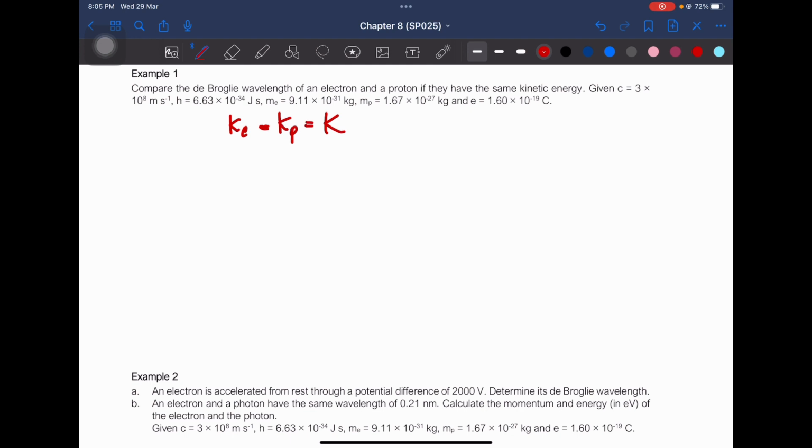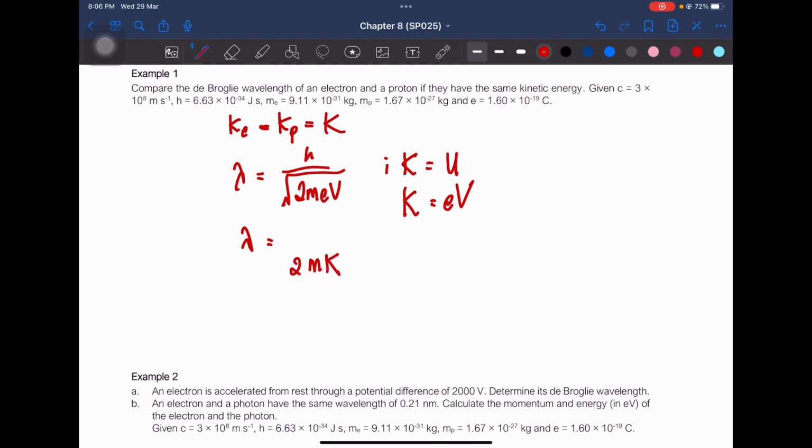If we are going to use the de Broglie wavelength formula, this is basically just lambda equal to h over square root of 2 m e V. From this equation, we can actually let eV be equal to K, because kinetic energy is equal to the potential energy, which is equal to eV. So substituting, this is h over the square root of 2 m K.